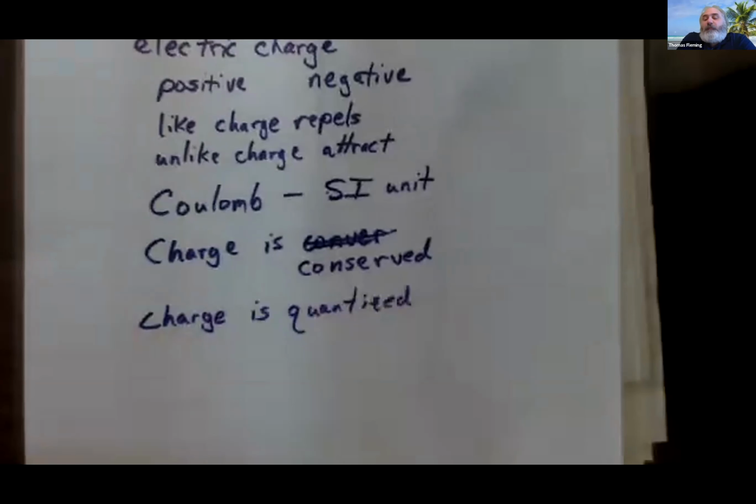And when we say that something is quantized, we mean that it comes in discrete units. In other words, I could have 1 unit or 2 units or 3 units, but I couldn't have 1.5 units or 1.7 units, right? They come in whole chunks, right? Money is quantized.